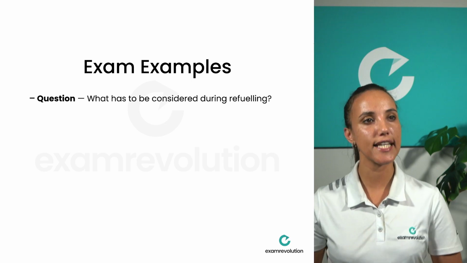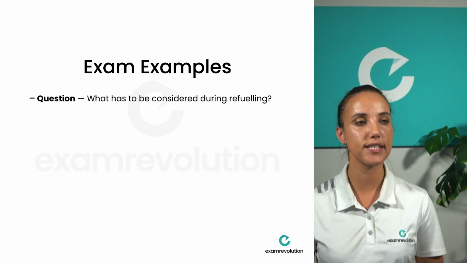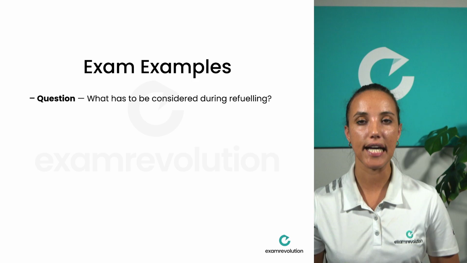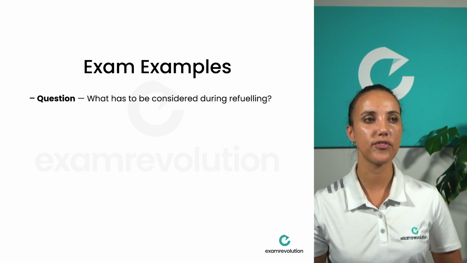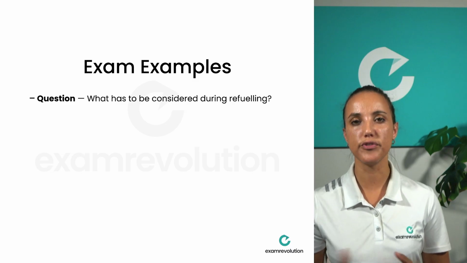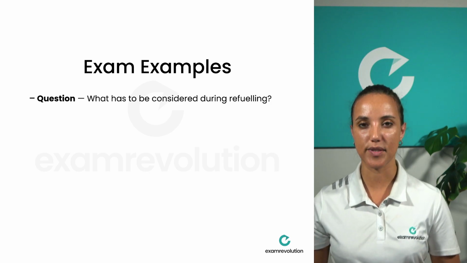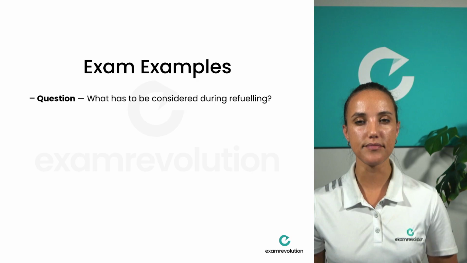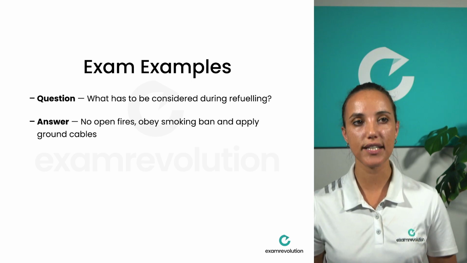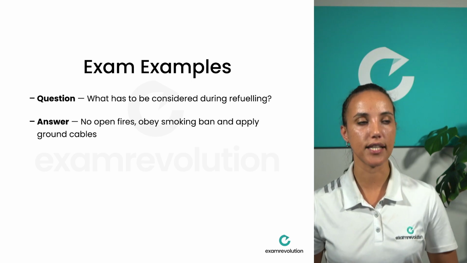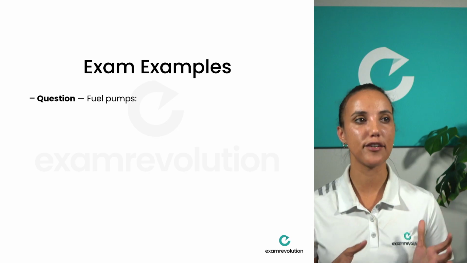Then the next question is, what has to be considered during refueling? We just discussed all of those points: to make sure that the aircraft has a static ground, so there's no sparks, and also very importantly not to smoke or to refuel near an open fire. So I think fueling and fire is the most important aspect when refueling your aircraft. The answer they're looking for is no open fires, obey the smoking ban and apply grounding cables.